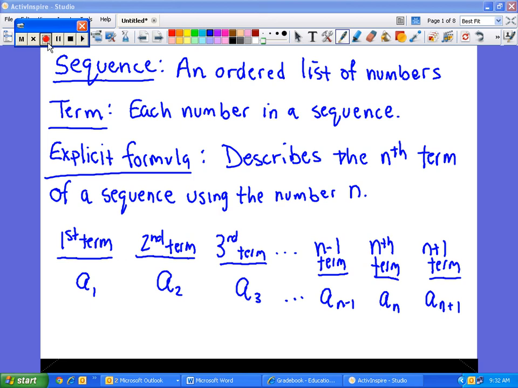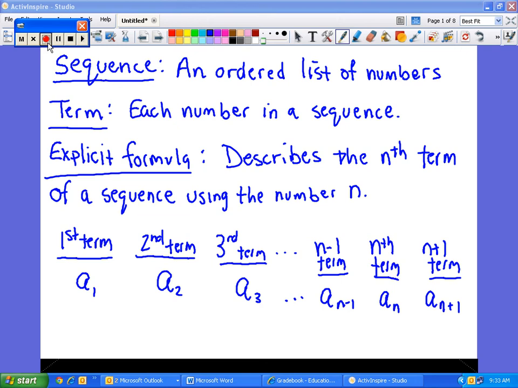If we want to know what a particular term is, we refer to that as the nth term, or a sub n. The term that comes before that term is the a sub n minus 1 term. So if I have some pattern, and I say, what's the 10th term? A sub n, there n is 10.